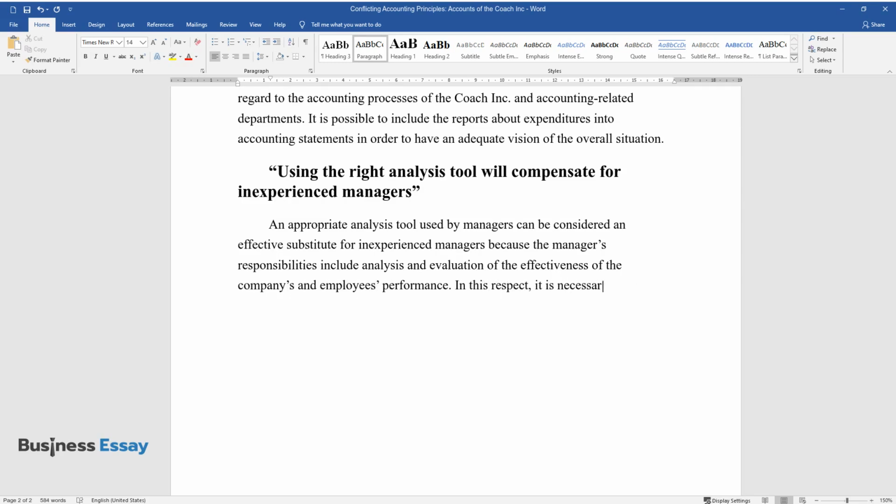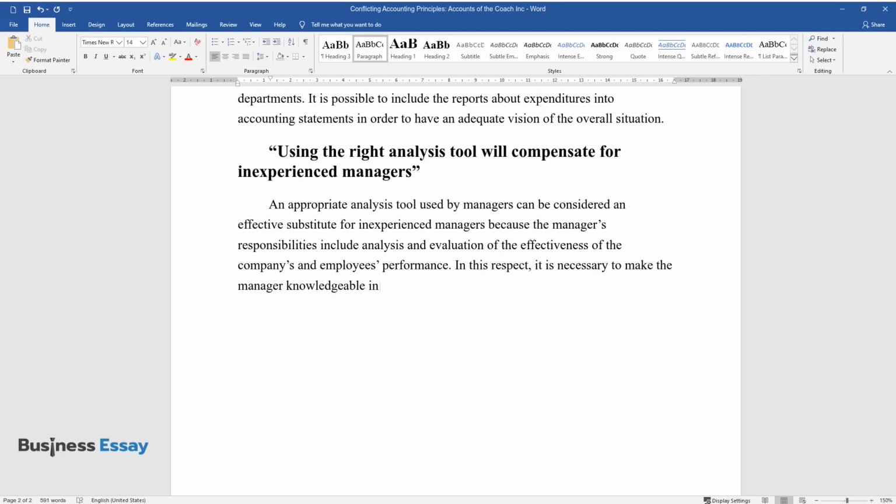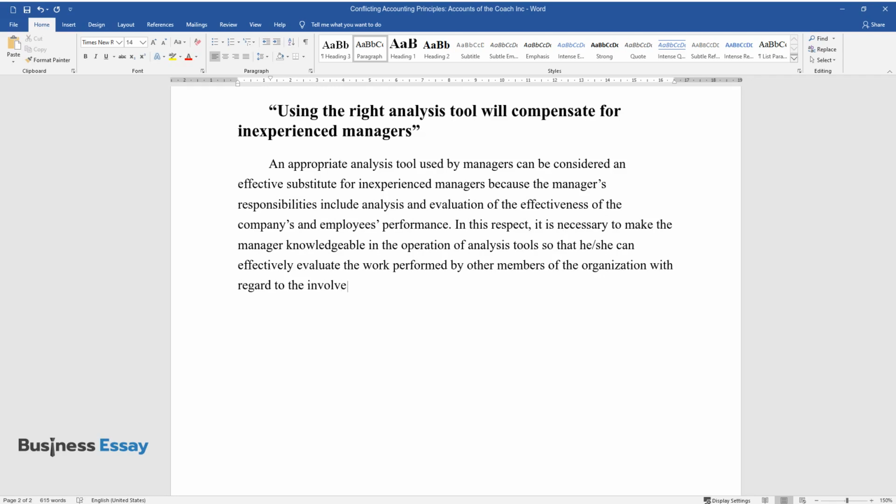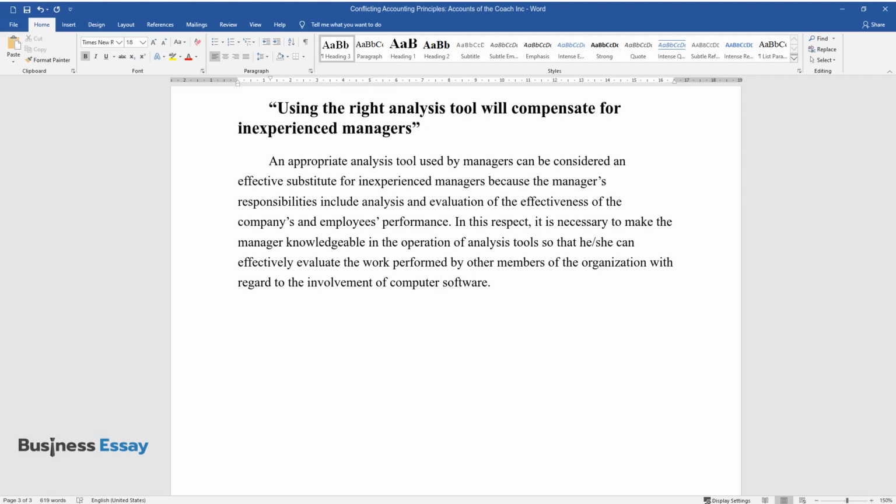In this respect, it is necessary to make the manager knowledgeable in the operation of analysis tools so that he or she can effectively evaluate the work performed by other members of the organization with regard to the involvement of computer software.